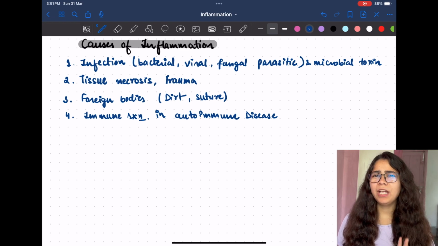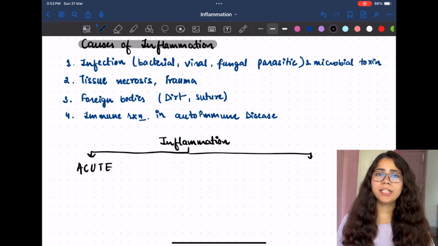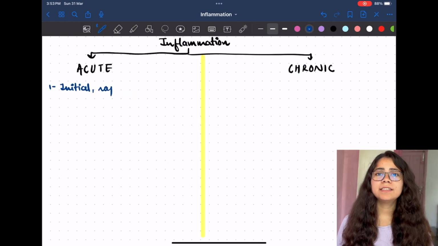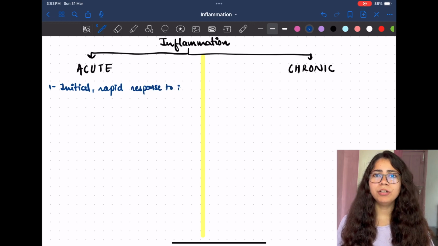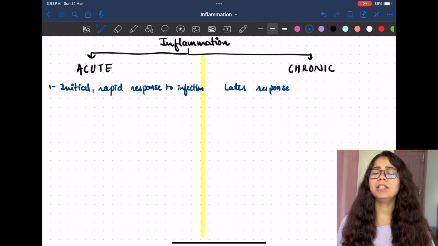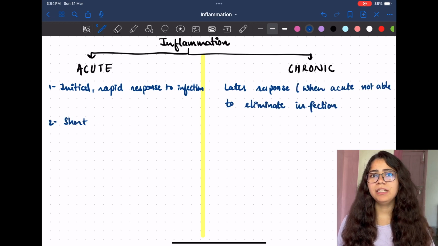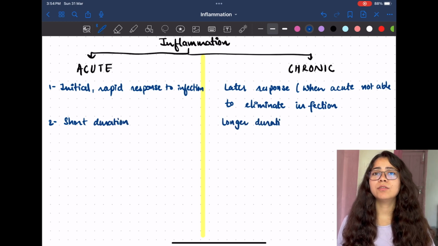We have mainly two types of inflammation. First is acute and then second is chronic. Acute inflammation is the initial rapid response to infection that starts in minutes or hours, while chronic inflammation starts later, after days, when acute inflammation is not able to eliminate the infection. Acute inflammation starts quickly and ends quickly, hence it is of short duration, while chronic inflammation is of longer duration.